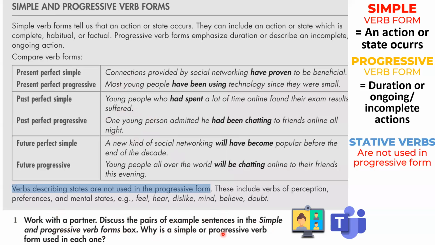Why is a simple or progressive verb form used in each one? Why do we use the simple form here and the progressive form here? The same for the rest of the sentences. Okay, so pause the video, call your classmates, discuss these sentences, and when you finish, we'll continue.